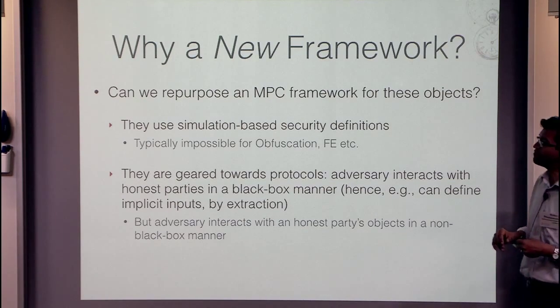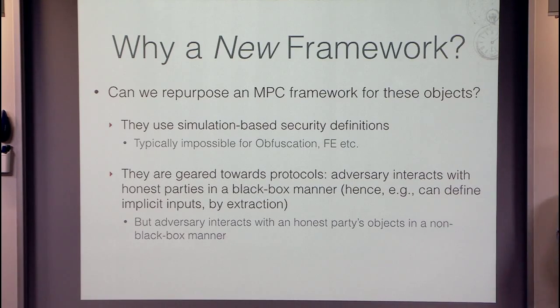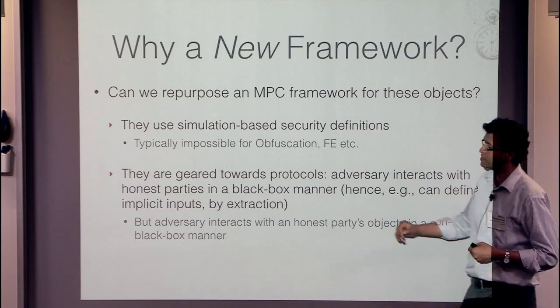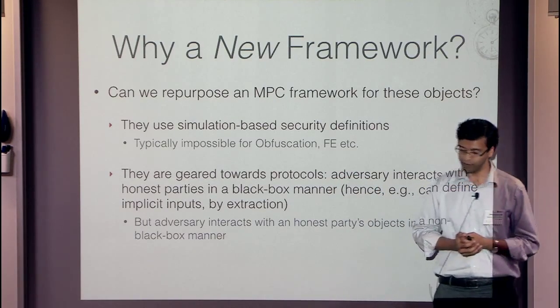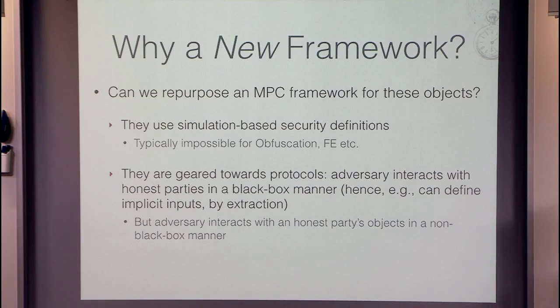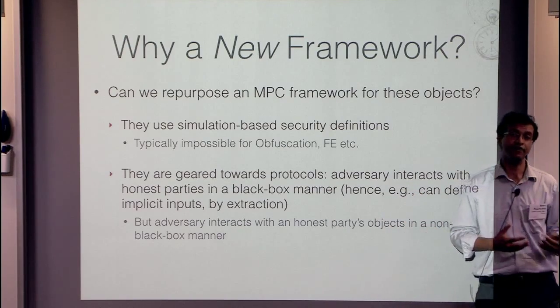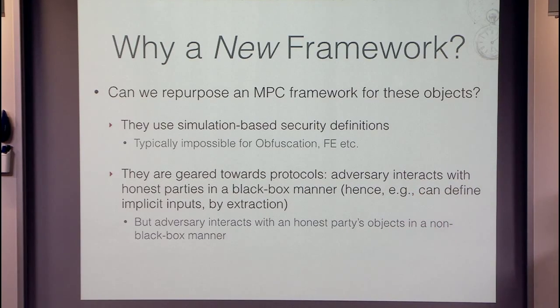And you could define things like an implicit input. You could extract out an implicit input. So even though there has been the Micali-Pass-Rosen approach of defining security for MPC without using simulation, it relies on things like implicitly defined input. Whereas if you're giving an obfuscated program to an adversary, the adversary is going to play with it, and there is no notion of which inputs it evaluated this program on.